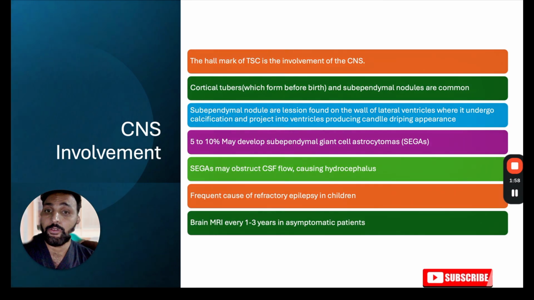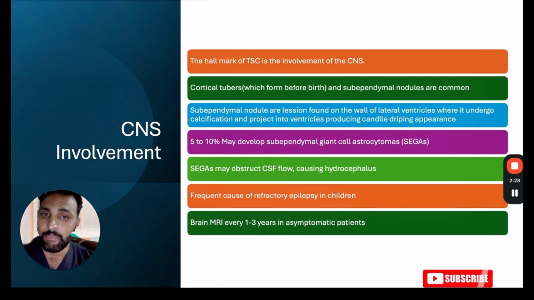The hallmark of tuberous sclerosis is the involvement of the CNS, central nervous system. Cortical tubers, which form before birth, and subependymal nodules are common. Subependymal nodules are lesions found on the wall of the lateral ventricle where they undergo calcification and project into the ventricles, producing a candle dripping appearance. Remember this, candle dripping appearance. It's very important from an MCQ point of view.